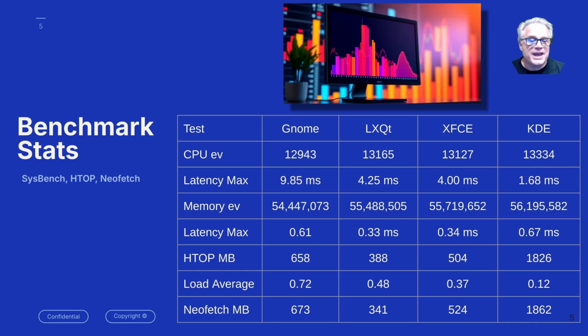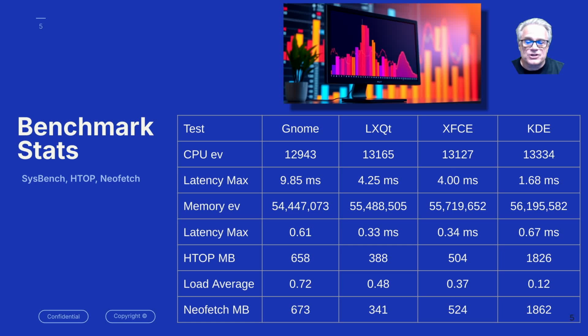But get a load of KDE, no pun intended with load average, 0.12. This is blindingly fast. So maybe it's loading something into memory that's helping it become more efficient afterwards. It does take up more memory on the front end, but it definitely was loading things quicker into HTOP.